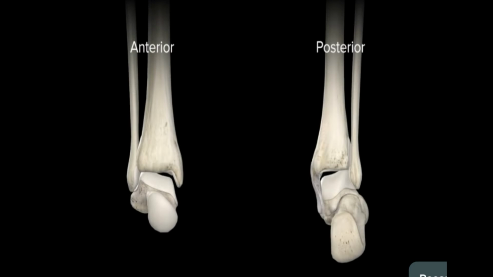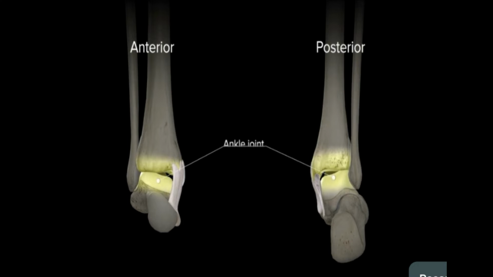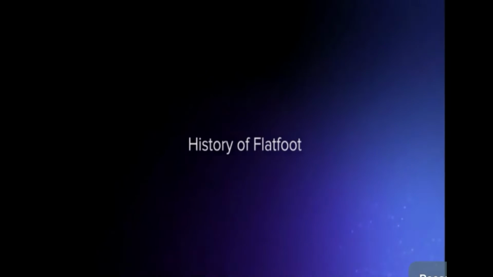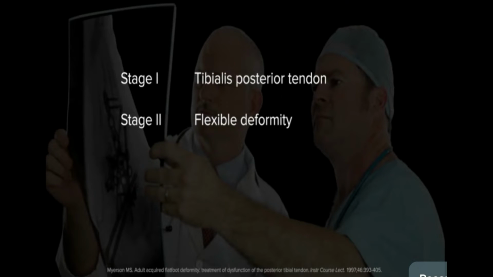In stages 3 and 4, the abnormality has progressed to a fixed deformity, where some joints are now degenerative and the ankle joint and deltoid ligament complex are involved. In an attempt to classify the flat foot deformity, put simply, it can be understood in 4 main stages.